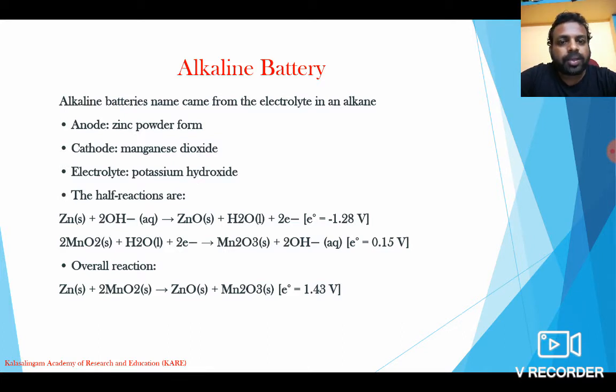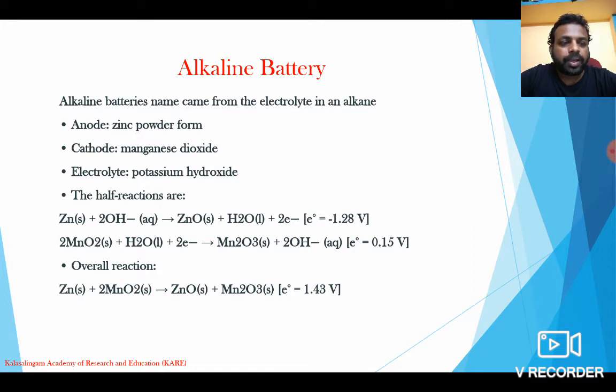In the alkaline battery, the electrolyte is an alkaline material. The battery has a positive electrode, a negative electrode, electrolyte, and separators. These are the basic important components in the battery. Here zinc powder acts as the anode, and manganese dioxide, MnO2, acts as the cathode. We use an alkaline material such as potassium hydroxide as the electrolyte, and both electrodes are immersed in the electrolyte.